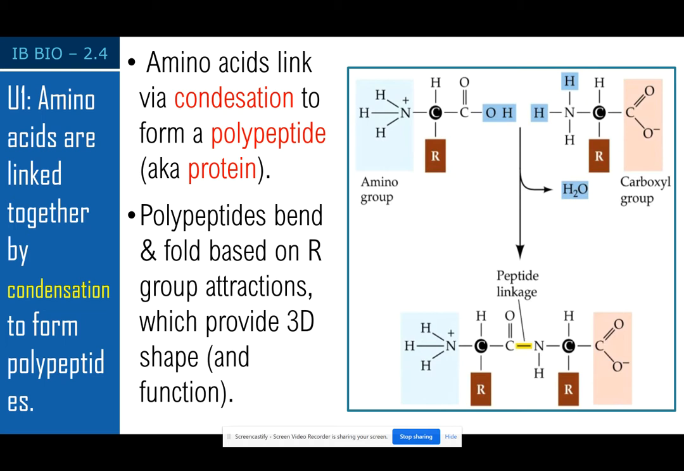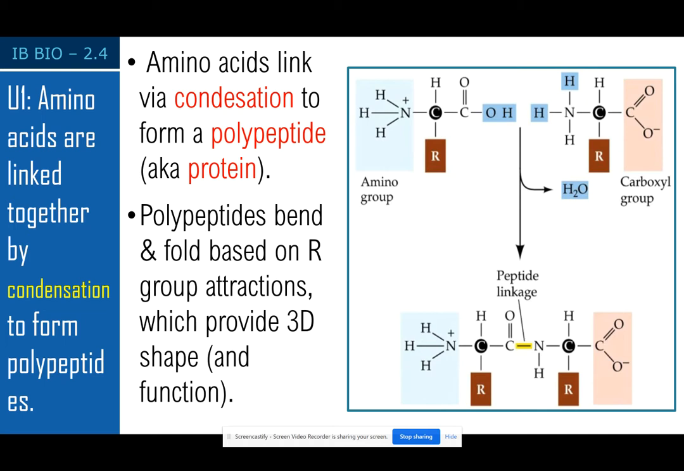So, understanding number 1 of 2.4. Now we're going to get into the actual lecture part. Understanding number 1: amino acids are linked together by condensation to form polypeptides. So amino acids link together via condensation, that's the same thing as dehydration synthesis, to form a polypeptide. Now you put multiple polypeptides together to make a protein.